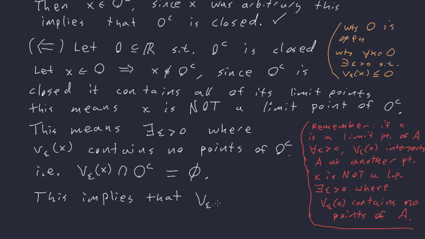So this implies that V sub epsilon, the open neighborhood around x, is completely contained in O. All right, so we have that there exists an epsilon where the epsilon neighborhood around x is completely contained in O, and that's exactly what we wanted to prove. So therefore, O is open. Okay, so that proves that statement.